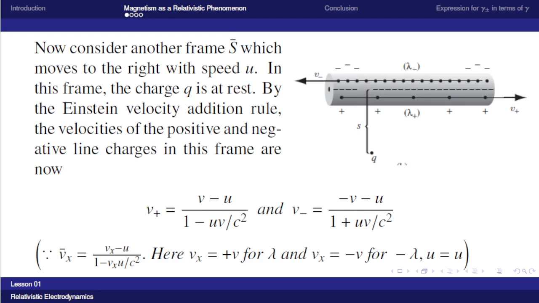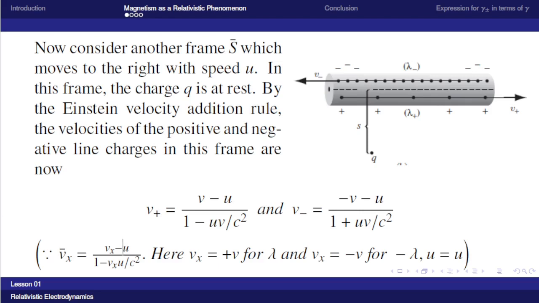Now what is the velocity of the positive charge in the second frame? By using the transformation law of velocities in relativity, Vx bar is equal to (Vx minus u) by (1 minus Vx u by c square), where Vx bar is the velocity of the object in the S bar frame, Vx is the velocity in the S frame, and u is the velocity of S bar with respect to S. Now applying this principle here, the velocity of positive charges in the S bar frame, V plus, is equal to (v minus u) by (1 minus uv by c square).